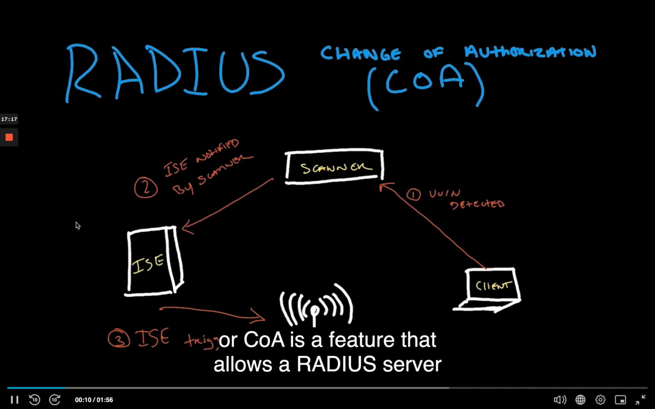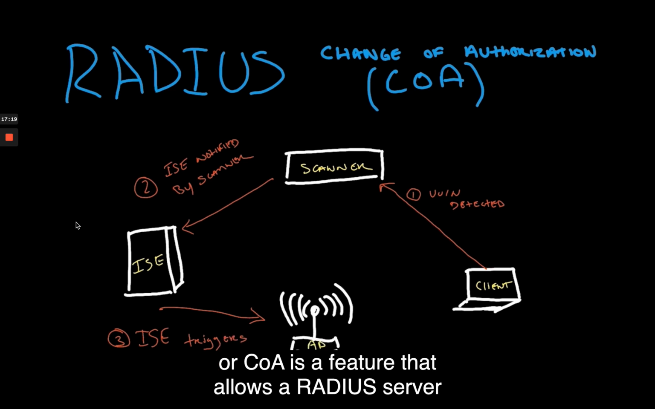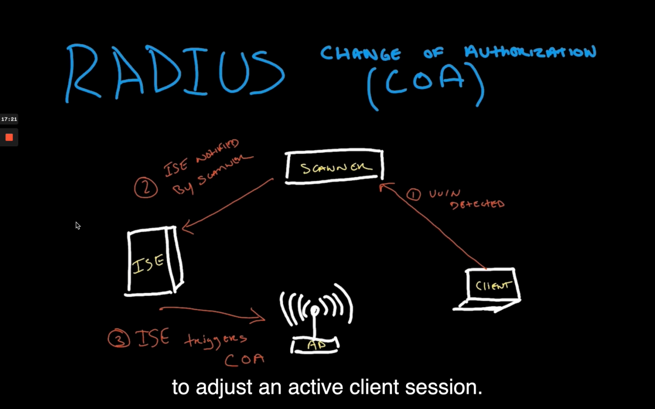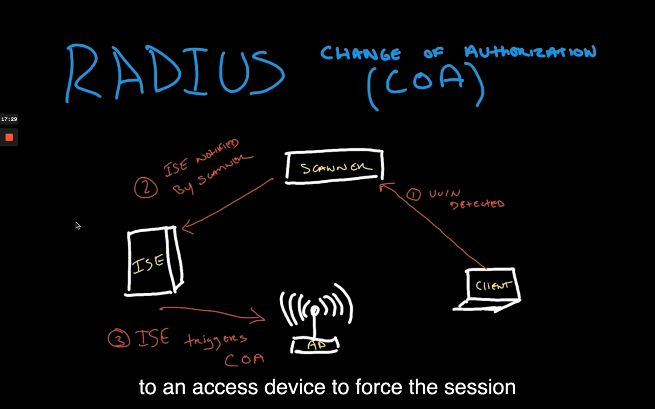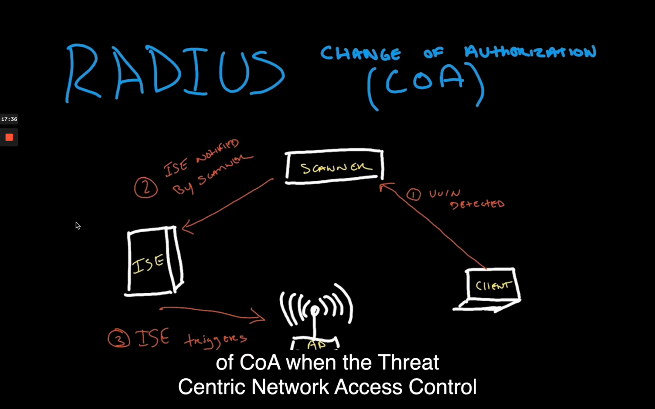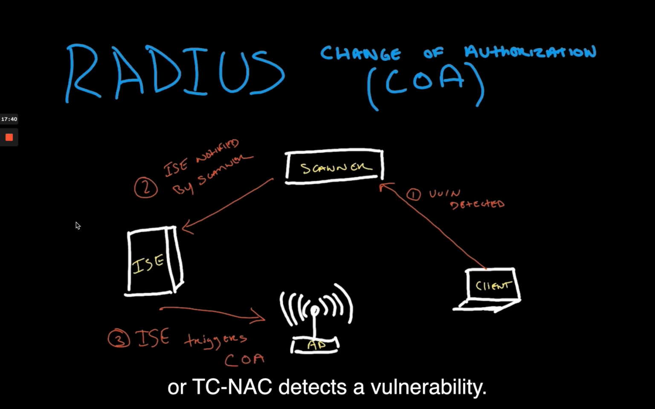COA, or Change of Authorization, is a feature that allows a RADIUS server to adjust an active client session. For instance, ISE can issue a COA RADIUS attribute to an access device to force the session to be re-authenticated. An example is the use of COA when the Threat-Centric Network Access Control, or TC-NAC, detects a vulnerability.